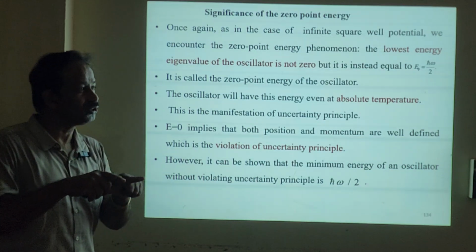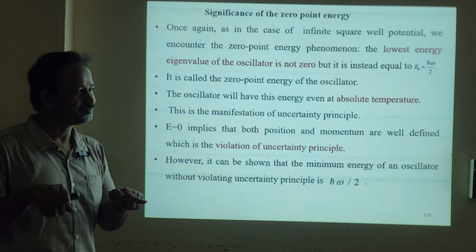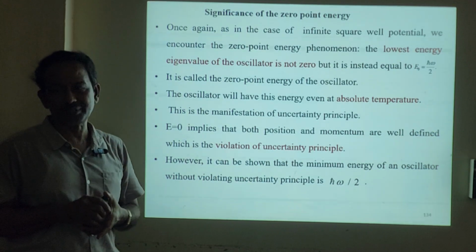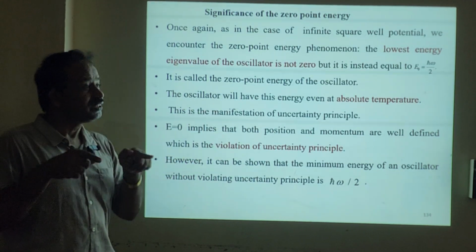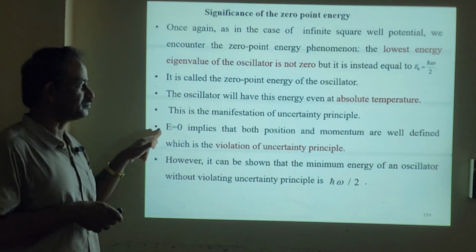If E equal to 0, the position will be 0 and the momentum also will be 0. So del x will be 0, del p will be 0. This is a violation of the uncertainty principle. That's the reason that at n equal to 0, E is not equal to 0. E has some value, h bar omega by 2. It's a very important one.